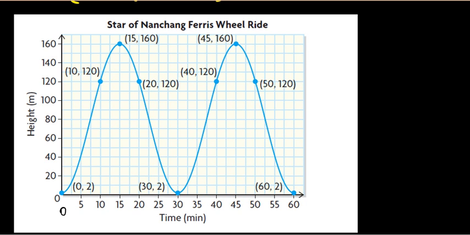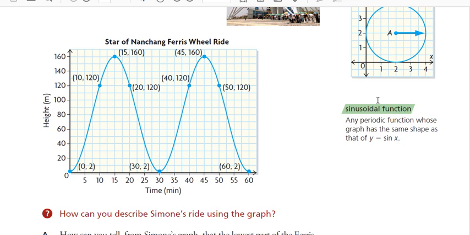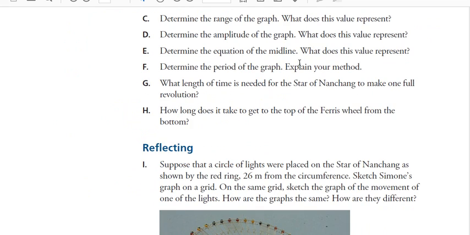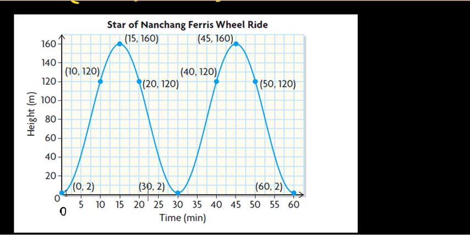Were there any more questions on this little period, explain your method? Okay, we did that. What length of time is needed for the star of Nan Chang to make one full revolution? One full revolution is one time around to the very top again, or from the bottom to the bottom, so that's half an hour, I guess. How long does it take to get to the top of the Ferris wheel from the bottom? That would be exactly half of the period length, so 0 to 15 minutes, or half of 30. Good?